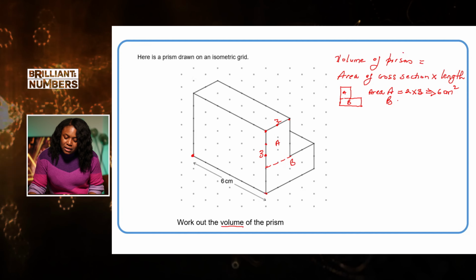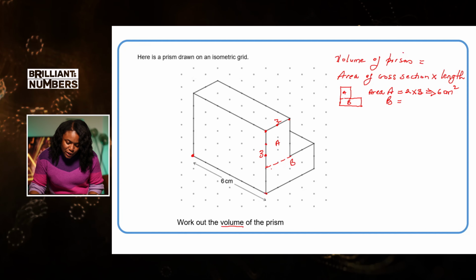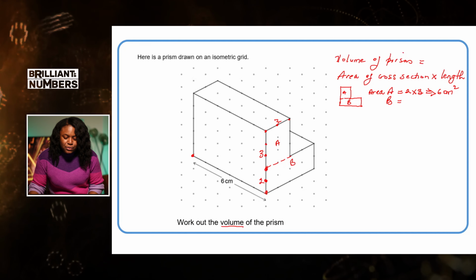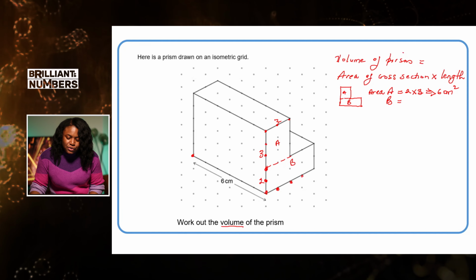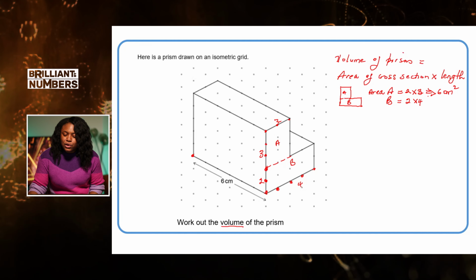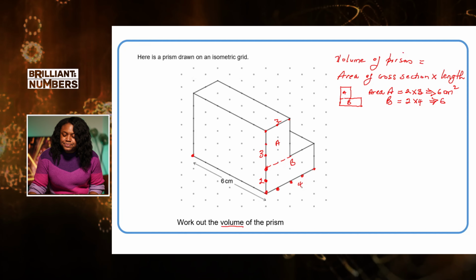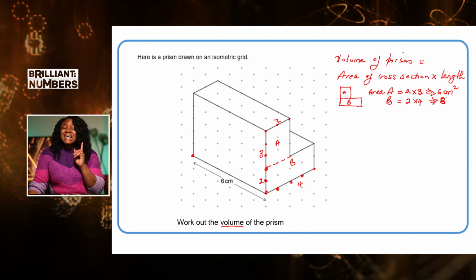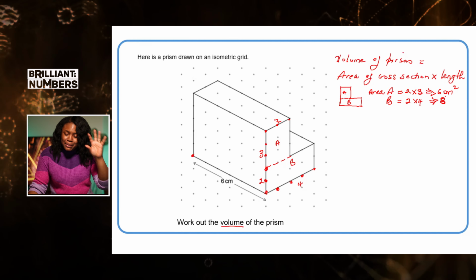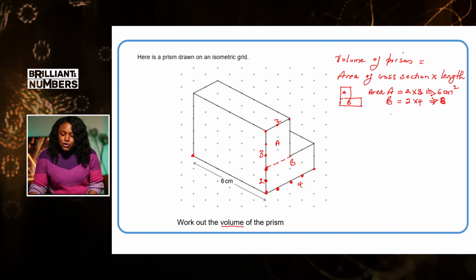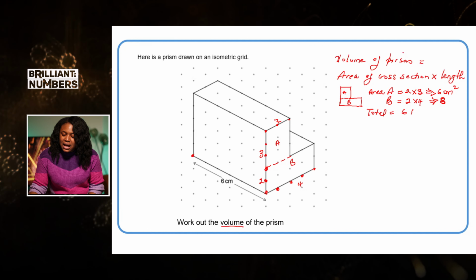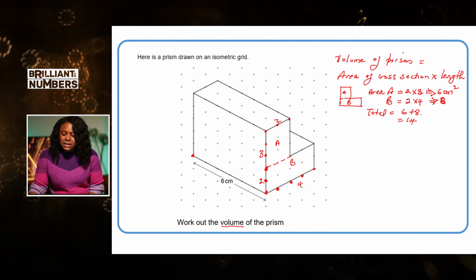So B, we do the same. If we go along, 1 from here, 1, 2, and across it's 1, 2, 3, 4. So this one is a 2 by 4. 2 times 4 gets us 8. Now, we have to remember to add these together because we need the area of the cross section, which is shape A added to shape B. So the total here is equal to 6 add 8, which gives us 14.